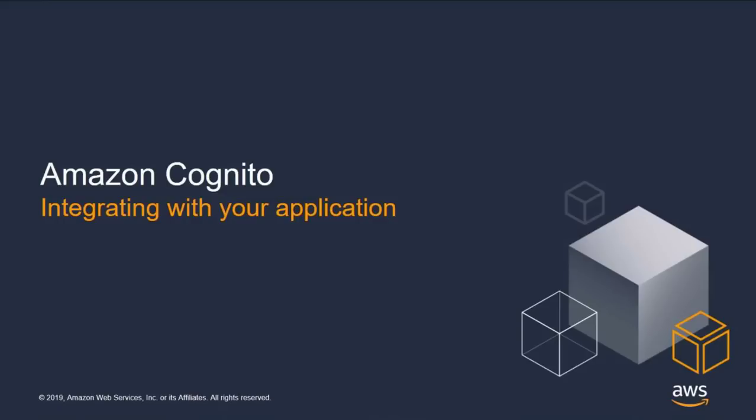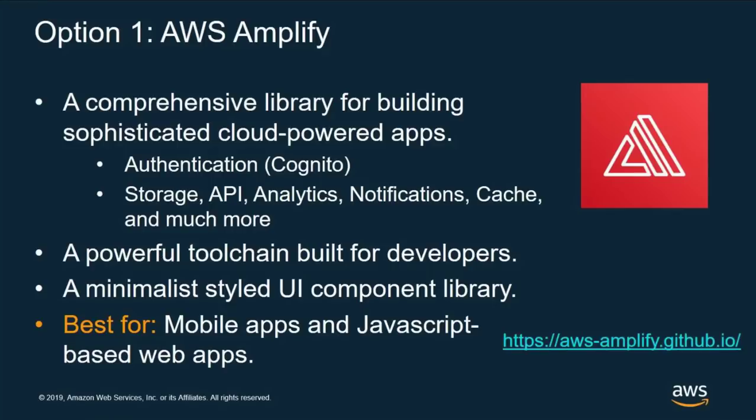Okay, so if that is, at least at a quick level, a decent snapshot of some of the core features of Cognito, now let's talk about how you can go about integrating Cognito with your application. And so a couple of choices here. Option one is AWS Amplify. And this is going to be particularly well suited if you're building a mobile app or a JavaScript-based web application.